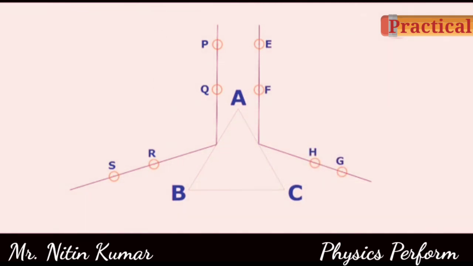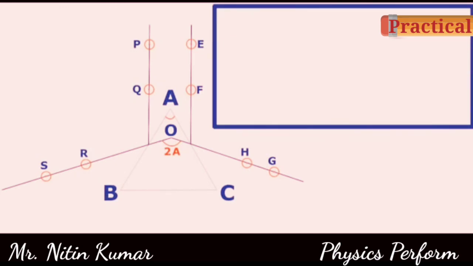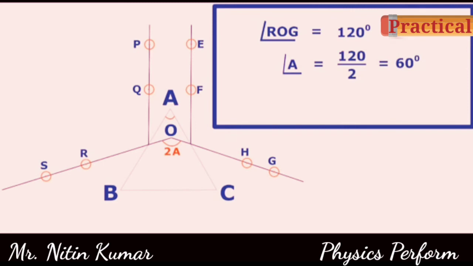Extend the rays RS and GH backward so that they meet at a point O. Here, the angle ROG is twice the angle A of the prism. Here, angle ROG is equal to 120 degrees and the angle A is equal to 120 by 2, which is 60 degrees. Therefore, the angle of prism is 60 degrees.